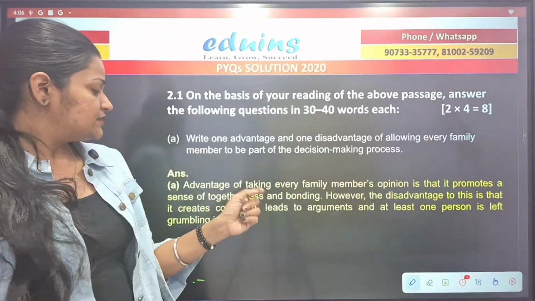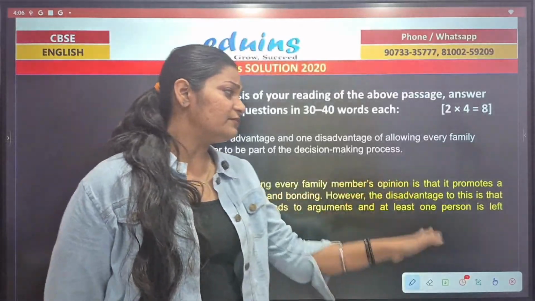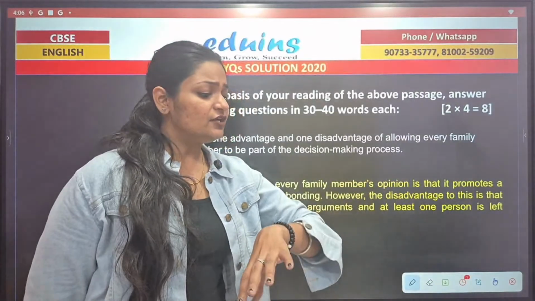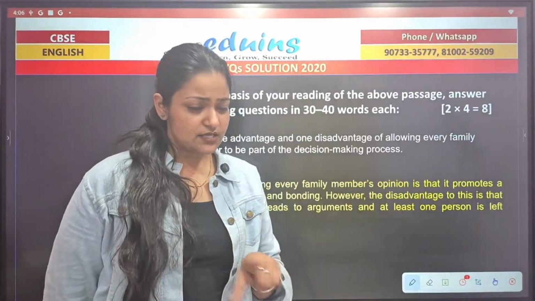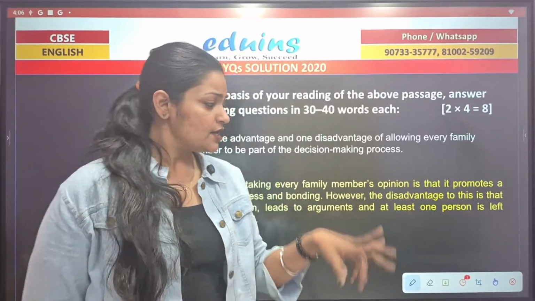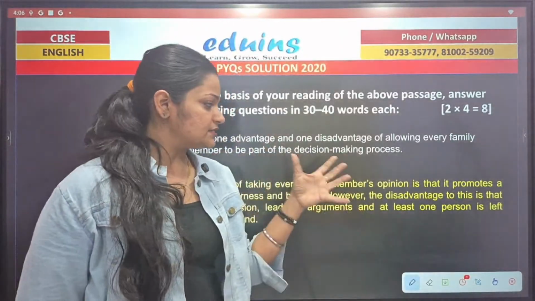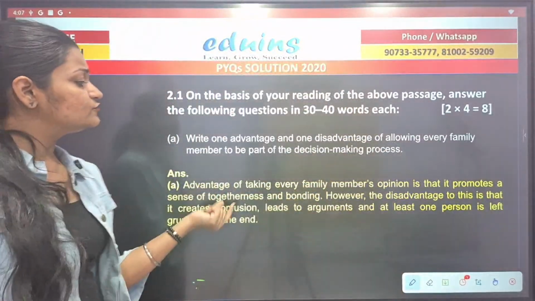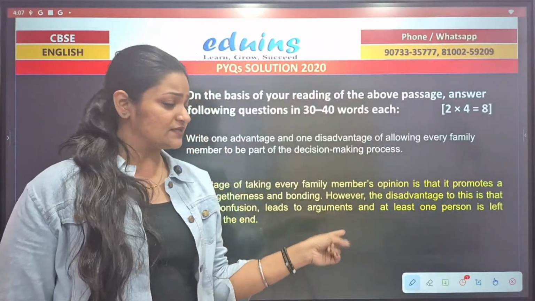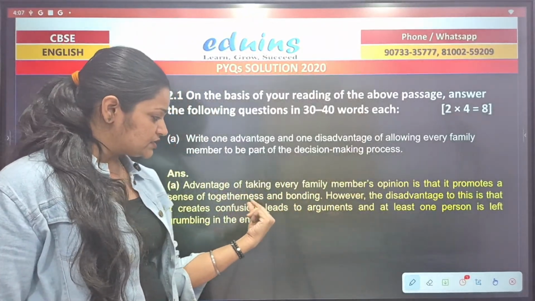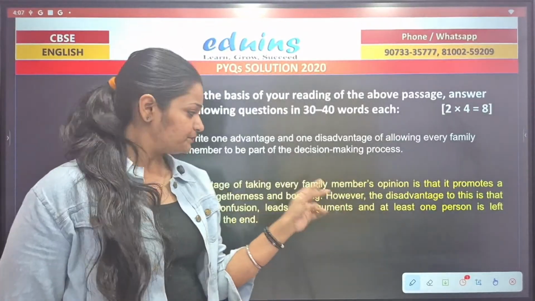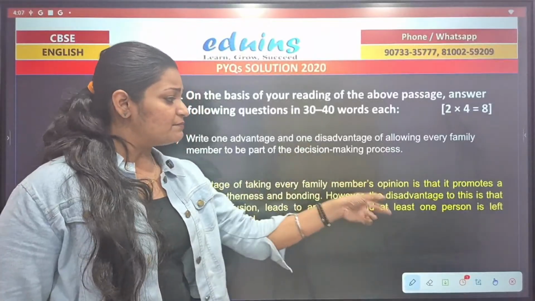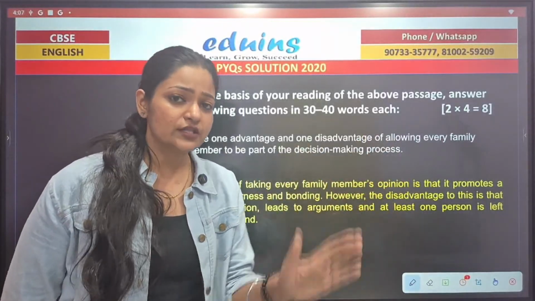The answer: the advantage of taking every family member's opinion. If you have six members in your family and you are taking six opinions at a time, it promotes a sense of togetherness and bonding, as we can see in the passage. So the advantage of taking family members' opinions is that it promotes the sense of togetherness and bonding.